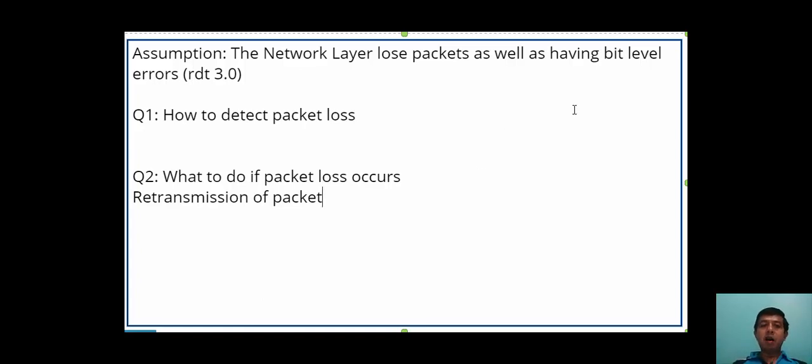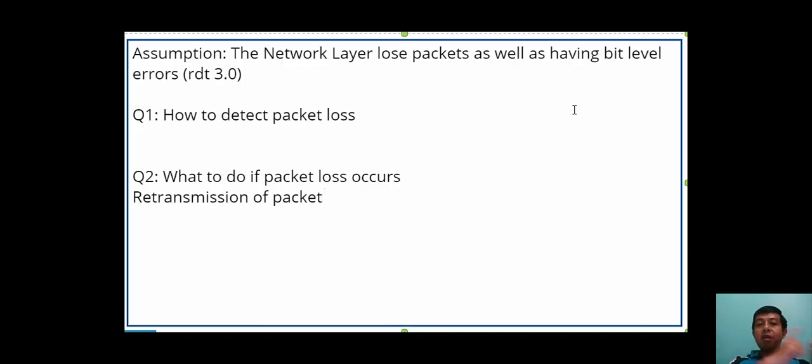Now we'll see the first part, how to detect packet loss. Now remember, packet loss happens in the network. There are two parts, the sender and the receiver. The sender is sending data, the receiver is receiving data. The packet loss happens in the network. That means someone, either the sender or the receiver, has to detect the packet loss. Someone should understand that packet loss occurs.